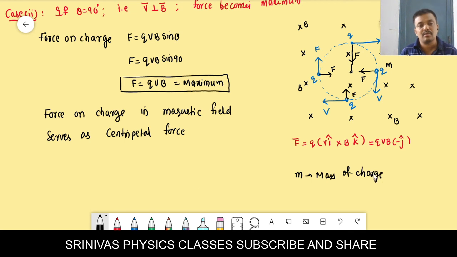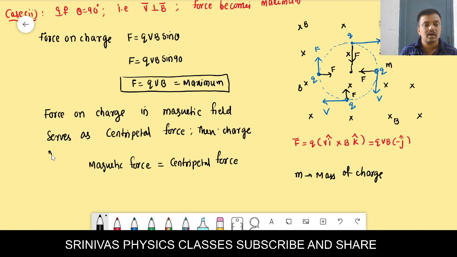Then what about the force? This magnetic force on charge due to magnetic field acts as centripetal force. Remember it. What is the formula for the centripetal force in circular path? That centripetal force makes the charge move in a circular path, or curved path.